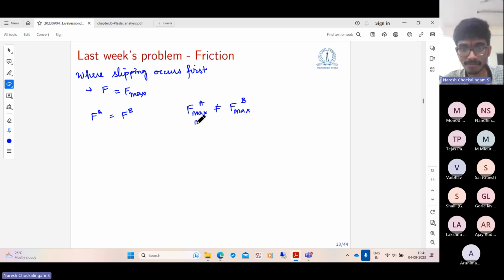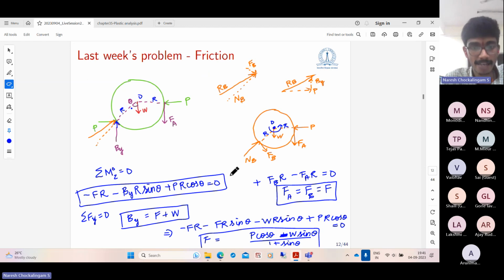Because this is nothing but mu times the normal force at A, and this is mu times the normal force at B. So if the limiting value is smaller here, then slipping will occur first at the point A. If this is smaller, then slipping will occur first at the point B. So let us analyze the problem further. Let us first find out the normal force at the point B. How do we find that?